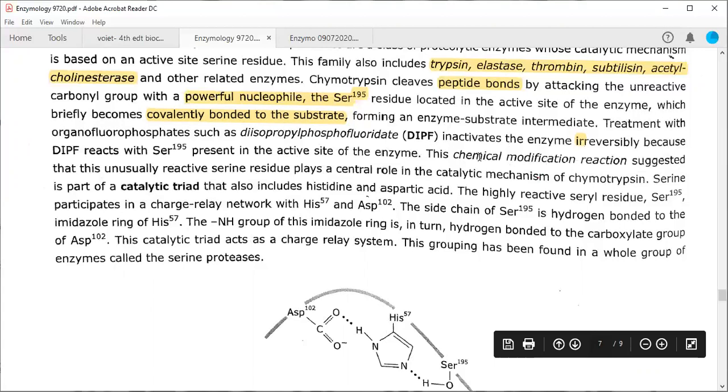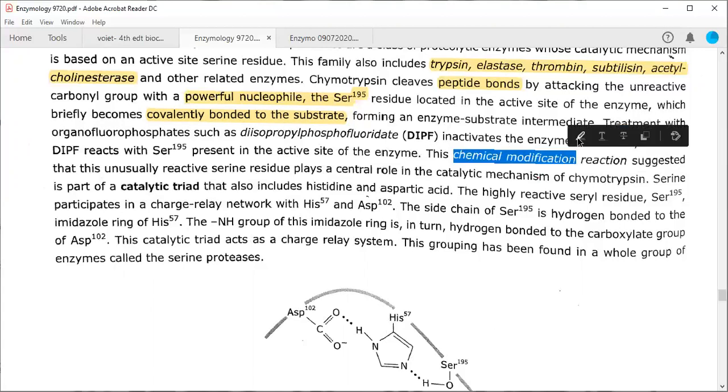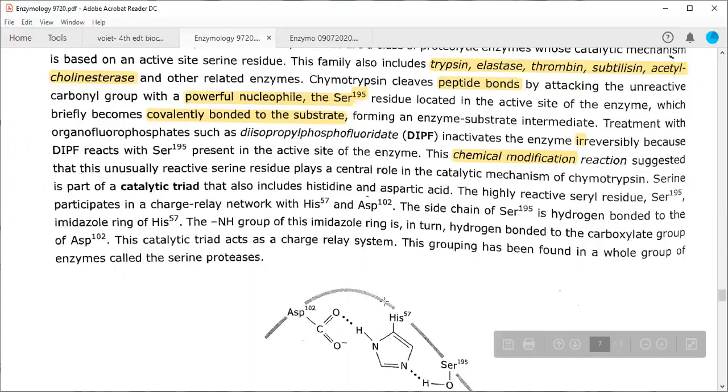This chemical modification reaction suggests that this serine is very important to this particular enzyme in the reaction. So it has some central role in the catalytic mechanism of chymotrypsin. Serine is a part of the catalytic triad that we know. It also includes histidine and aspartic acid, aspartate.